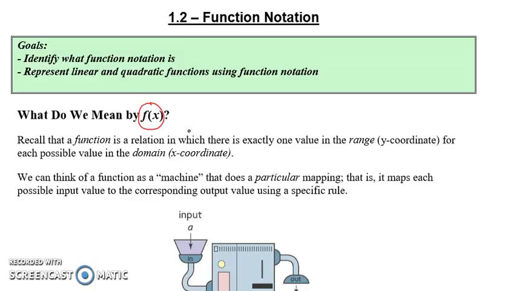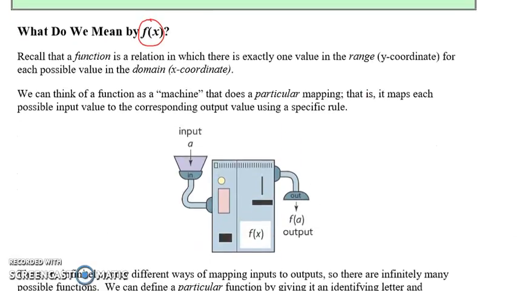Recall that a function is a relation in which there is exactly one value in the range for each possible value in the domain. There's only one y value for each possible x value. We can think of a function as a machine that does a particular mapping. That is, it maps each possible input value to the corresponding output value using a specific rule.